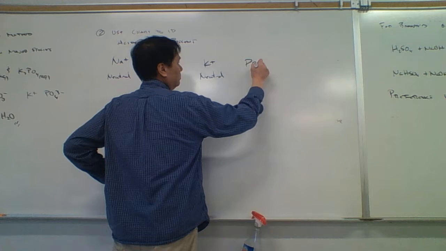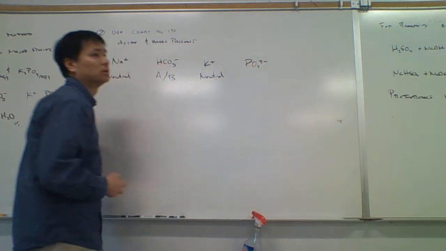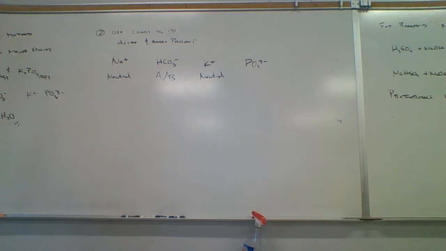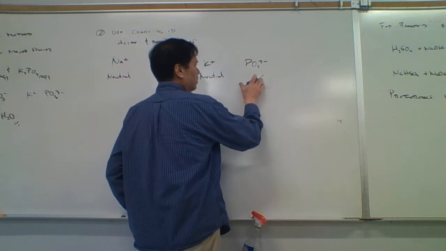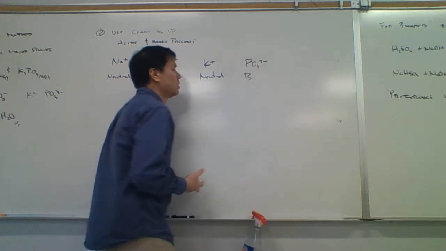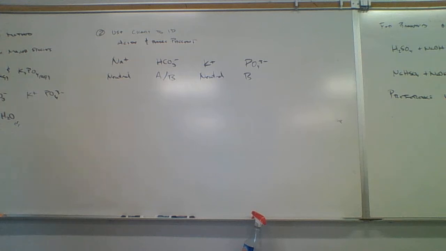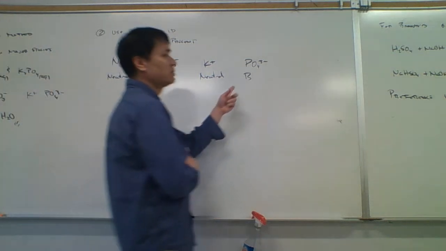Okay, phosphate. Is phosphate on this chart? Yes. What is it? A base. It's a weak base, but pretty strong for a weak base. But we don't care about strong or weak yet. It's a base. Is it amphoteric? Phosphate cannot be amphoteric. What's missing? It can't be an acid because it doesn't have H. You need hydrogen to be an acid.